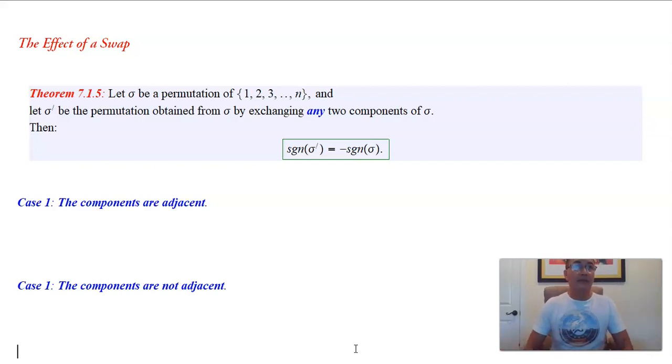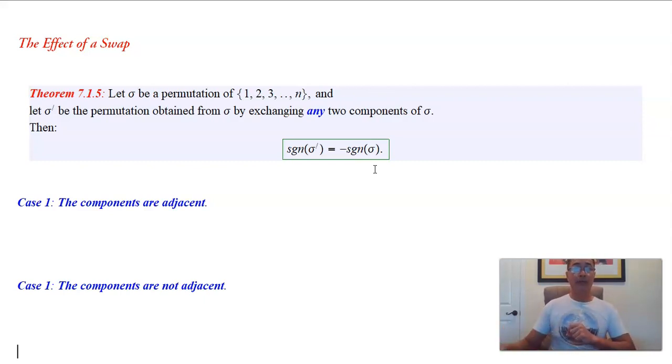Okay, so the theorem says, let sigma be a permutation of 1 through n, and let sigma prime be the permutation obtained from sigma by exchanging any 2 components of sigma, any 2 components that you like. Then the sign of this new permutation, sigma prime, is now the opposite, the negative of the sign of the original permutation sigma. So this is different from our previous theorem, where the sign was exactly the same. This time, +1 becomes -1, -1 becomes +1.